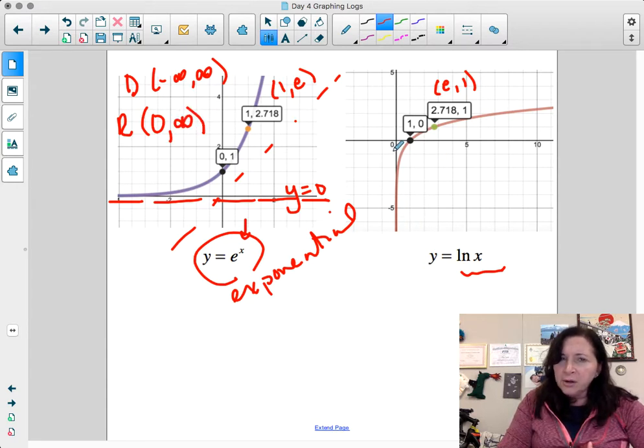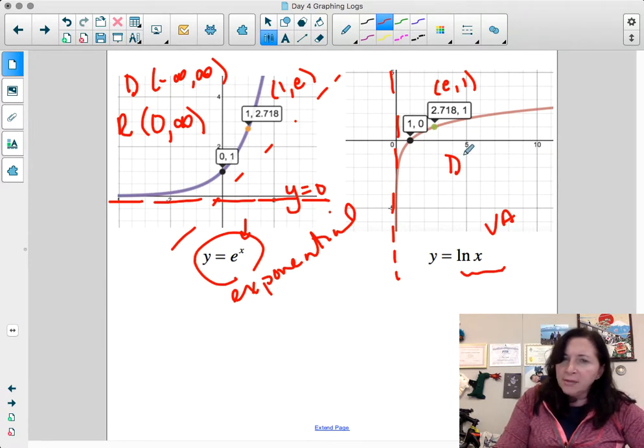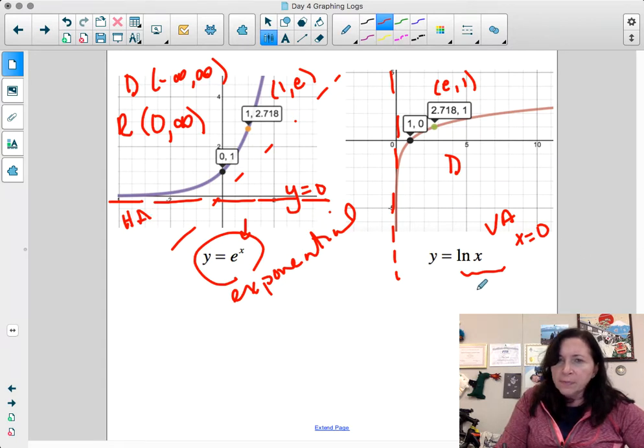For this problem here, remember I have a vertical asymptote. For any kind of logarithmic equation, I have a vertical asymptote, and that vertical asymptote is at x equals 0, whereas for exponential equations, I have horizontal asymptotes. So, domain: my domain goes left to right, so not including 0, because 0 is an asymptote. It's going to go from 0 to infinity, where my range is going to go low to high, which is negative infinity to infinity.